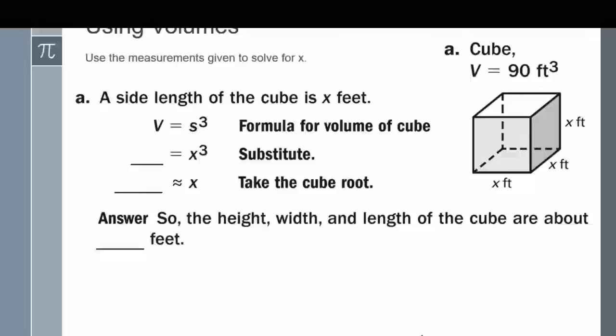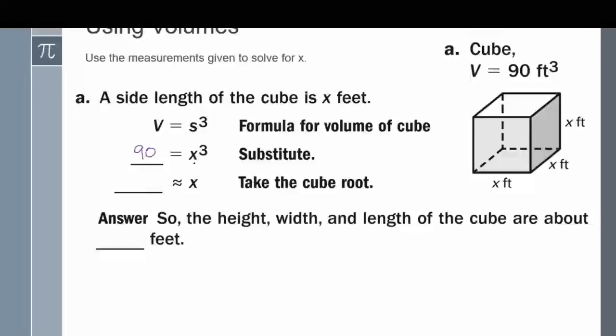Example 2, finding volumes. Use the measurements given to solve for x. In example 2, we are given the volume of the three-dimensional figure, we need to find what the side lengths are. In the first problem, we are given that the volume of the cube is 90 feet cubed. We need to find what the side length of this cube is. I know the formula for volume of a cube is volume equals s cubed. So where volume goes, I'm going to replace that with 90.